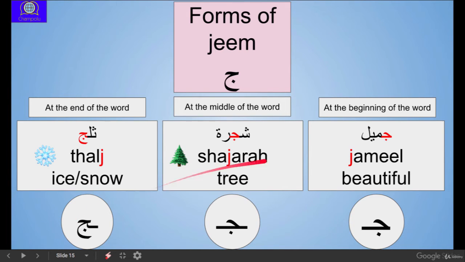So let's take examples here. For example, the word Jamil means beautiful. This is how the Jim appears, and this is the same as the word initial form. For the word Shajara, you'll find that it has the Jim letter and is in the medial form, and this word Shajara means tree. And then you have it in the final form in the word Thalj, which means ice or snow. So these are the different shapes of this letter: separate, initial, medial, and final.